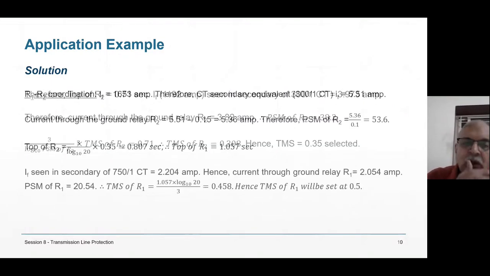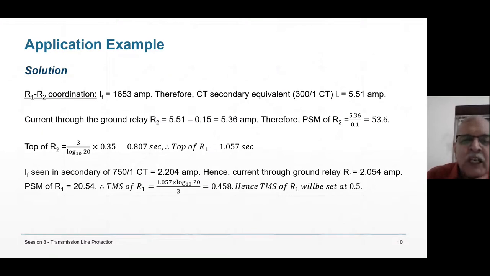And for R1 and R2 coordination, you have to take a different current. You see, the current is 1653, as I told you. And the equivalent is 5.51. And 0.15, three times the current you have to deduct. So 5.36 divided by 53.6. But you cannot take 53.6.